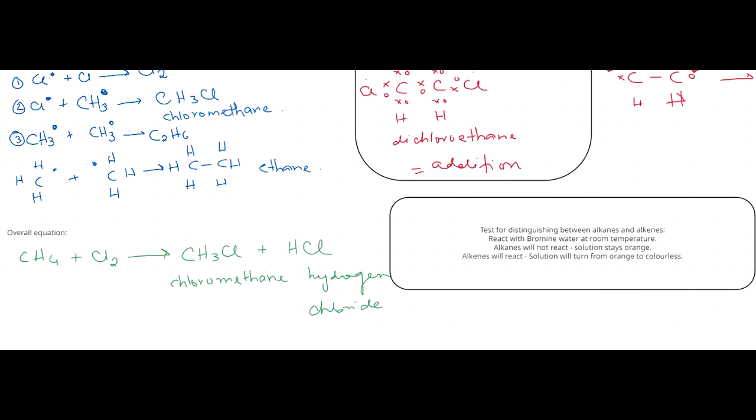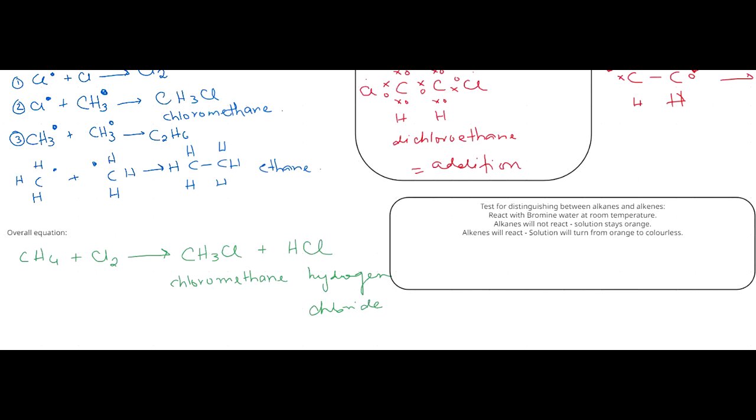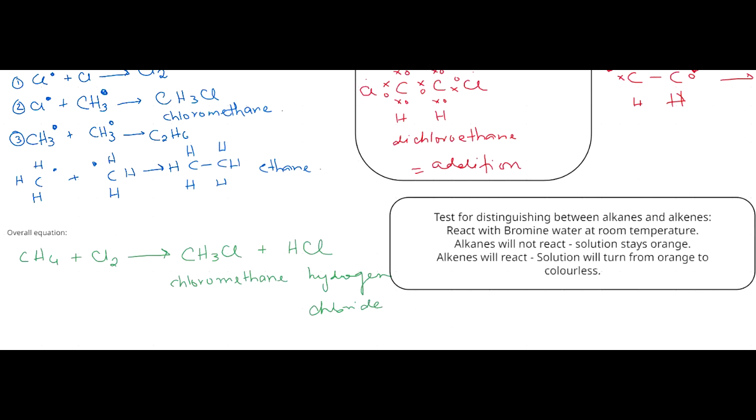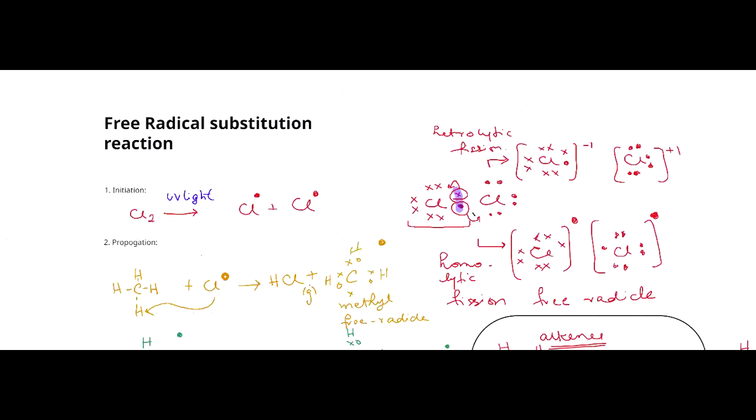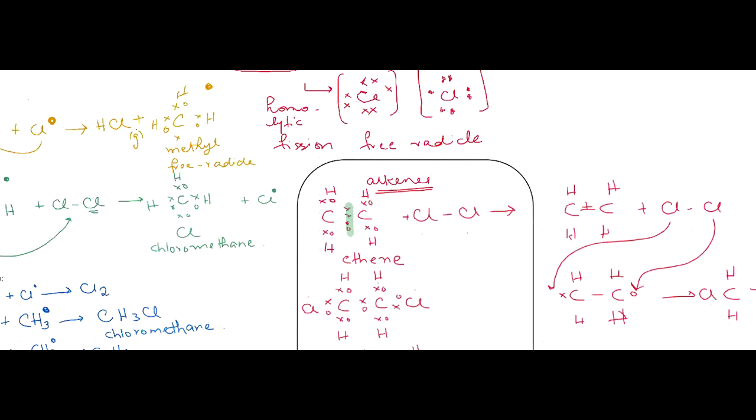This is the test we use to distinguish between alkanes and alkenes. React with bromine water at room temperature. If the solution turns from orange to colorless, you have an alkene. If the solution stays orange, you have an alkane. The basis of the test, the principle behind it, is what I just explained to you: all the reactions that you and I just went over, the free radical one and the addition one. That is the logic behind it.